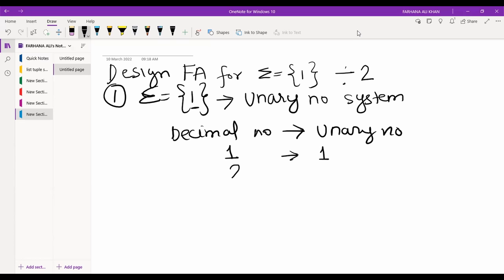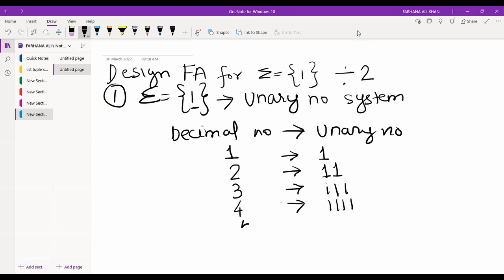Now we will consider decimal number 2. Decimal number 2 in this unary number system indicates this digit will be repeated twice. That means this will be number 1 and then this will be number 2. Two occurrences of this digit indicate number 2. What is the equivalent of number 3? That is nothing but three repetitions of this digit, so this is 1, 1 and 1. So this is number 3. Number 4 will be 4 times this digit, that is 1111.